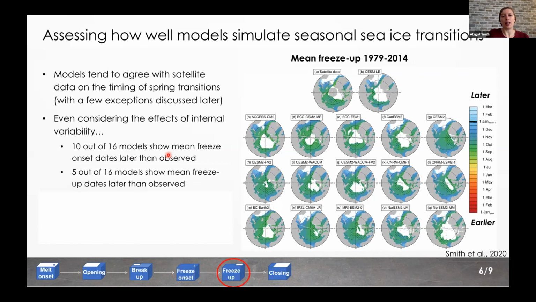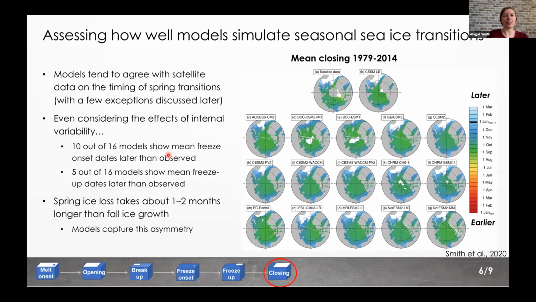For freeze up, there's a similar but less widespread pattern amongst the models, where 5 out of the 16 models show freeze up dates later than observed, even when considering that estimation of internal variability. The pattern seems to taper off as we get into closing dates, which tend to agree relatively well between the models and the satellite data.